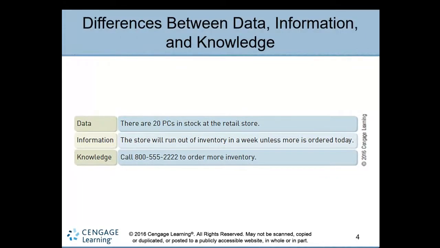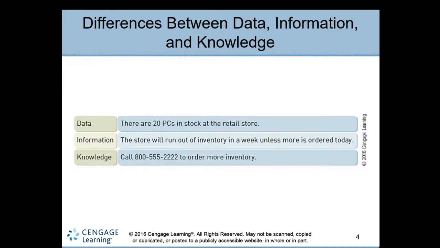Let's see the relationship between data, information, and knowledge with the help of a simple example. Data is represented as: there are 20 pieces in stock at a retail store. If you are running a retail store, you have 20 pieces. That's a number, and that's data. What do you do with this? Nothing, right? You just have this data, that 20 pieces are in your stock inventory.